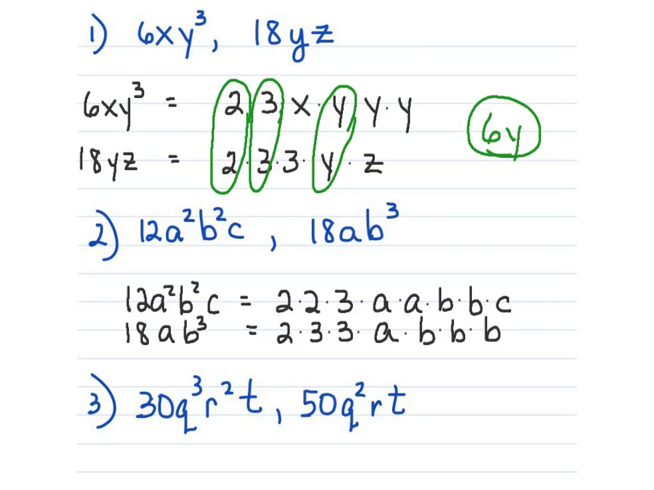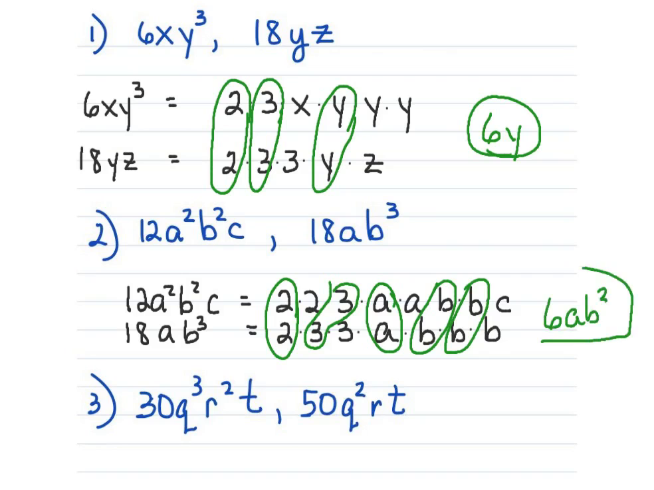Okay, so the key here is to identify which prime factors they have in common, multiply them together, and that will be the greatest common factor. So let's identify common factors. They have a 2 in common, they have a 3 in common, they have an a in common, and they have 2 b's in common. So I can say that the greatest common factor is 2 times 3 times a times b times b. That would be 6ab squared. That is the GCF.